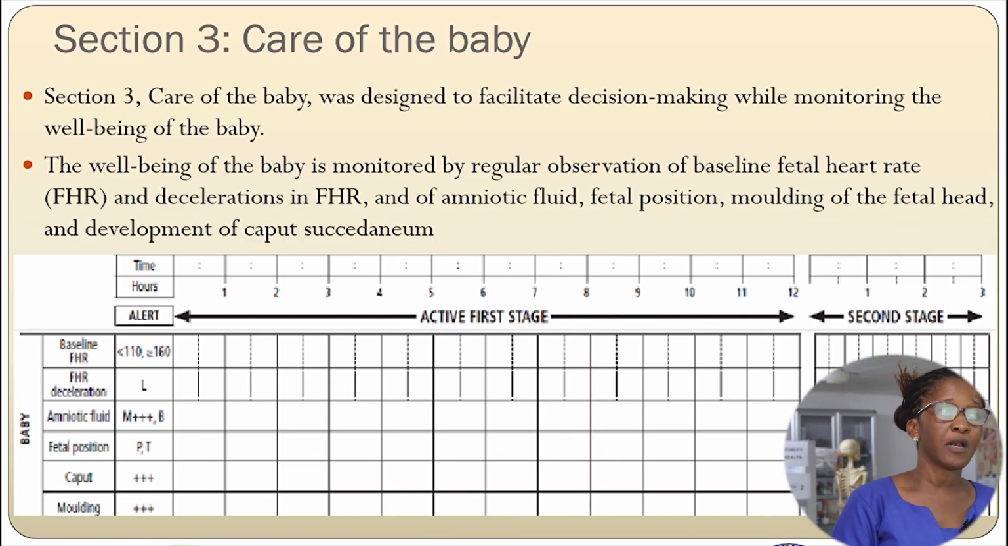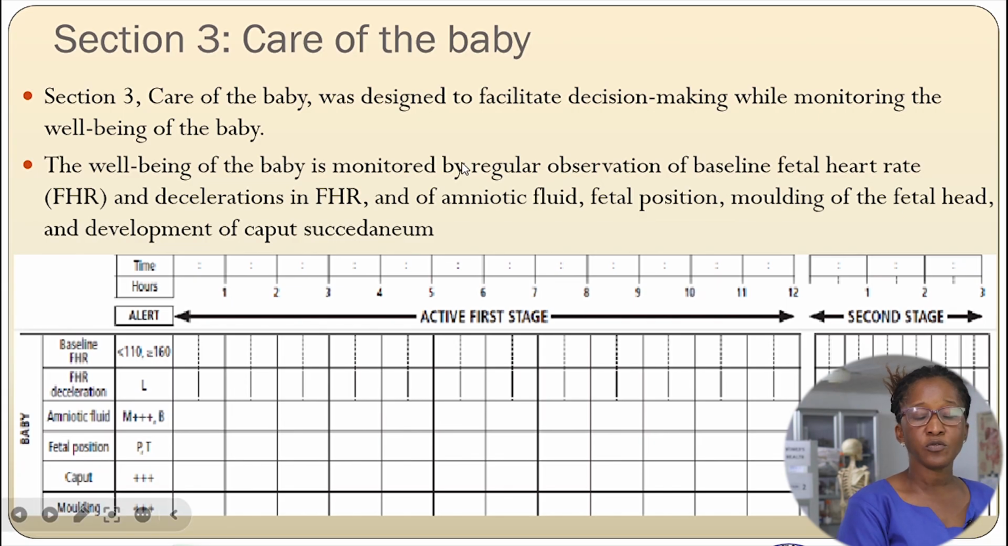Section 3 of our labor care guide is the care of the baby. Care of the baby in utero. This is designed to facilitate decision making while monitoring the well-being of the baby. The well-being of the baby is monitored by regular observation of the baseline fetal heart rate. What is the baseline? The deceleration of the fetal heart rate and the amniotic fluid, the fetal position, molding of the fetal head, and development of the caput succedaneum.